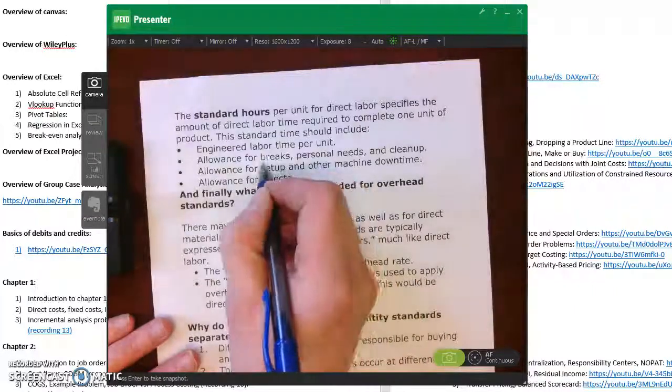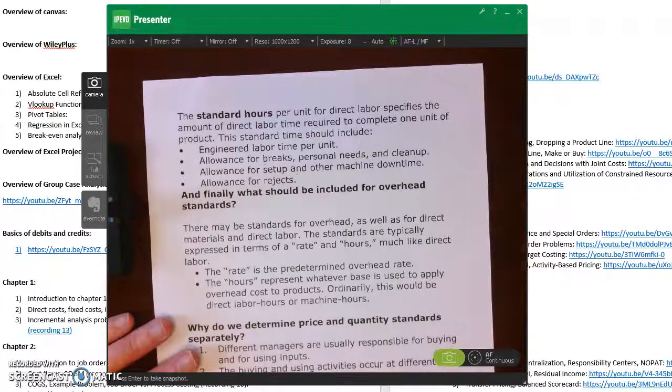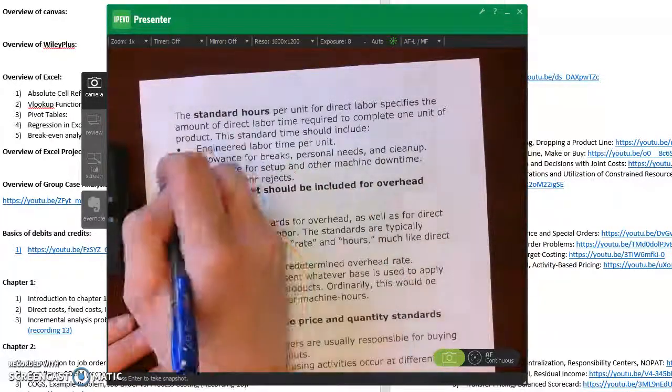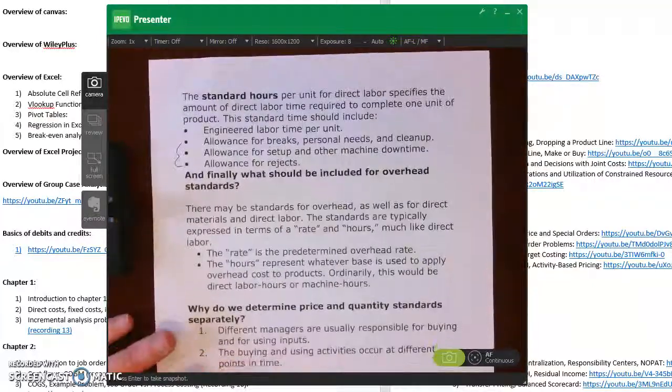And that includes any breaks and cleanup time. And then to set up to get the oven heated up, okay? And then if you had any allowance for rejects, you'd want to include that. And so again, this gets back into attainable standards right over here, okay?